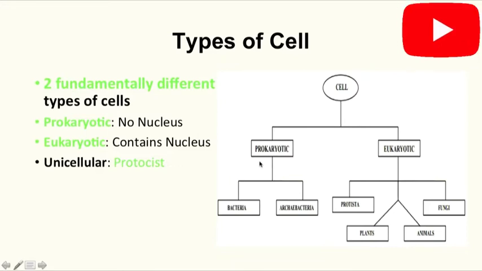The first group is prokaryotic, which means no nucleus, which means the DNA is lying free in the cytoplasm. There's no nucleus structure. And the second group is eukaryotic, which means it contains a nucleus. Now, a common example that you know of a prokaryotic cell would be bacteria. And eukaryotic cells, common examples you would know are fungi, animals, so you and me, plants.